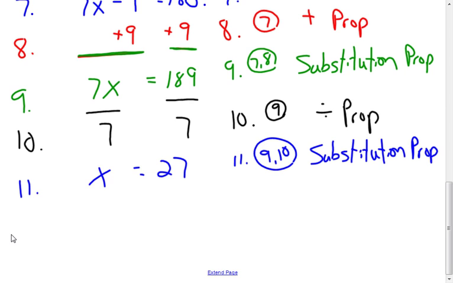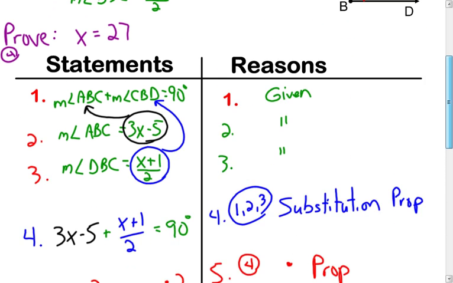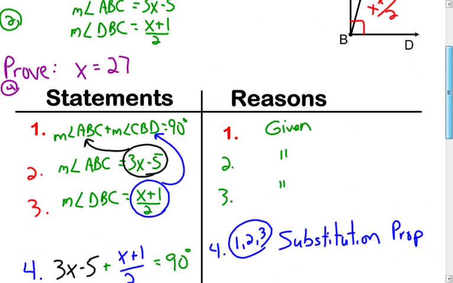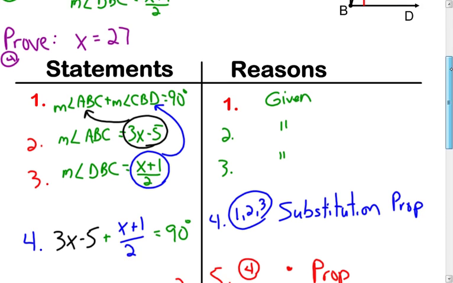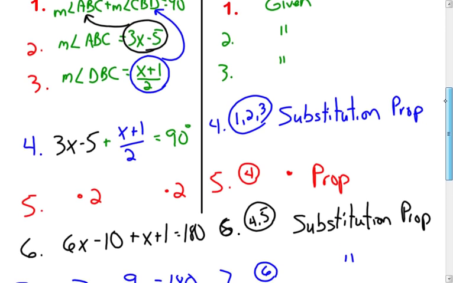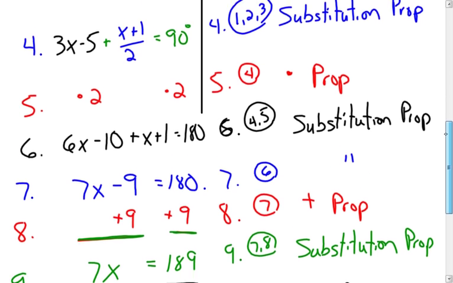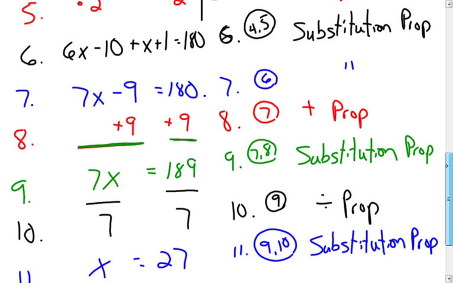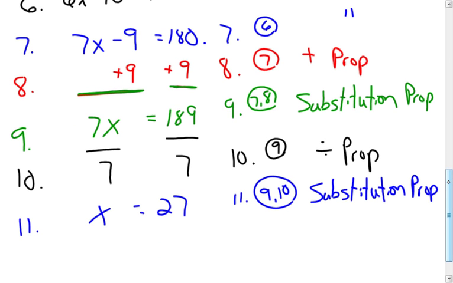Notice it says x equal to 27. What was I trying to prove at the very beginning up here? X equal to 27. So all of this, I have my statements, I have my reasons, I have my reference numbers, from where I started at the very beginning with the given information, all the way down here now to what I was trying to prove, that x equals 27. And that's going to conclude our lesson on, or our examples on how to write a two-column proof.